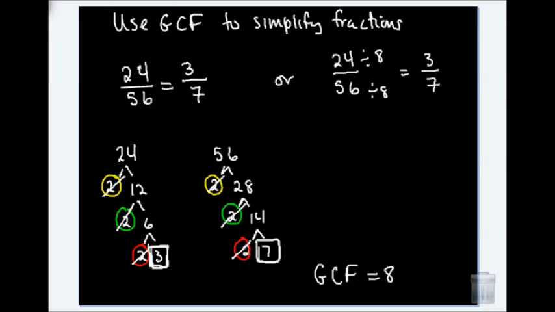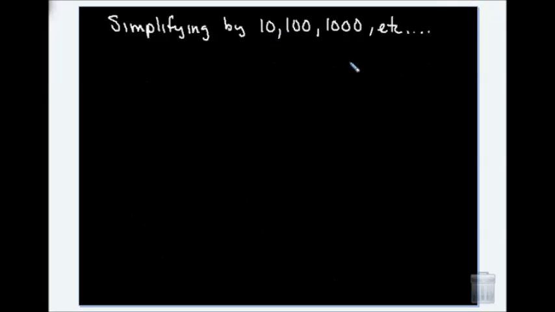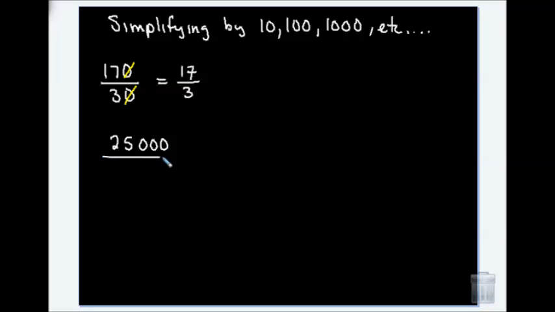If we're simplifying by tens, hundreds, thousands, etc., anytime you have fractions that have zeros in the numerator and the denominator, the most beautiful thing happens. Zeros cancel each other out. Isn't that nice? They just cancel each other out. So I can reduce this giant fraction without doing any math, right? Well, I can start to anyway.